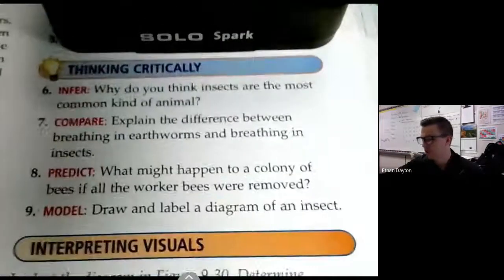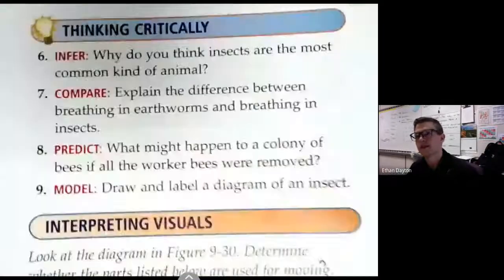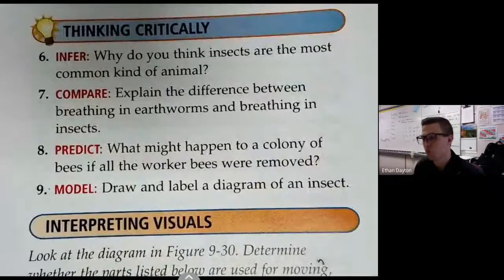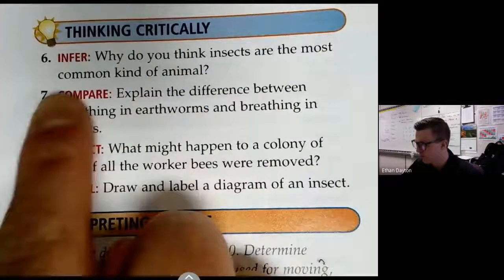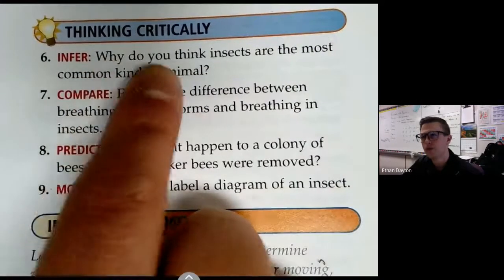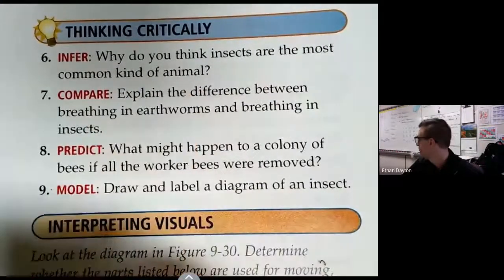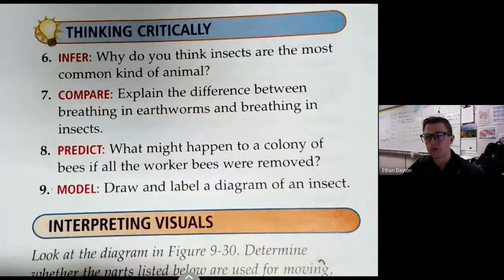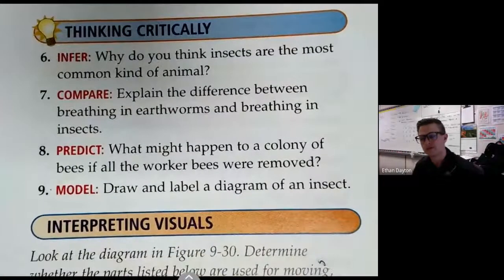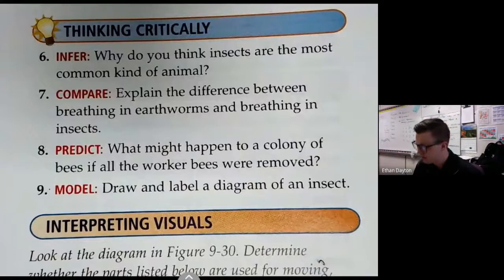And now we need to think critically. Number 6, why do you think insects are the most common kind of animal? Ooh, gotta infer here. Why do you think insects are the most common kind of animal? I think insects are the most common kind of animal because blank.